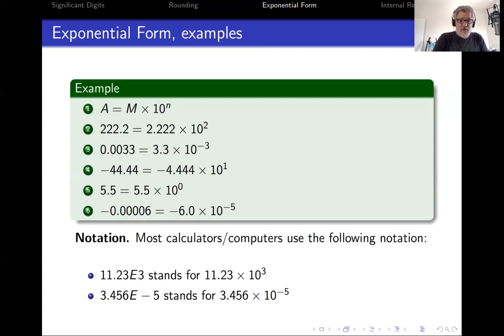Now, just one little comment. You will see this E notation often, and that stands for this notation here, right? So if you see 11.23 E3 on a calculator, not all calculators use that, but some do. That means 11.23 times 10 power 3. By the way, the example there, 11.23 times 10 power 3, is not in the exponential form we want, right? We'd have to modify that slightly. We'll get back to that.